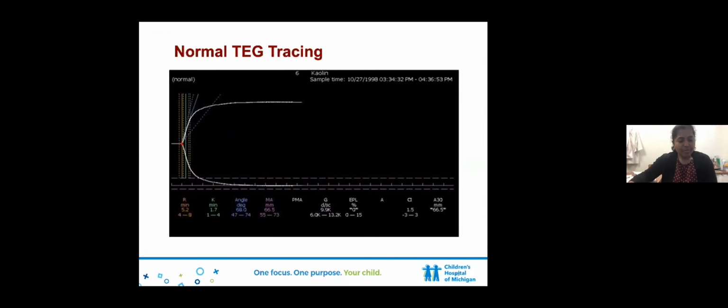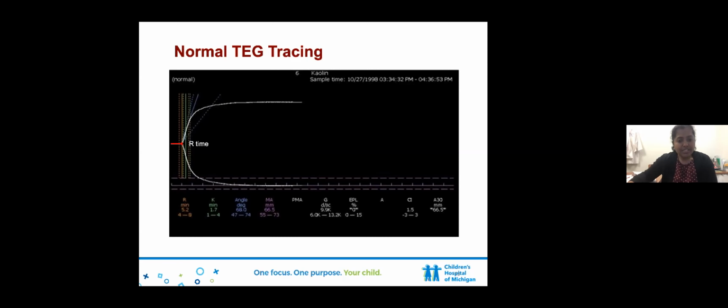So let's talk about, this is the curve. And so let's talk about the different phases of coagulation on this curve and try to better understand what happens here. So when blood is placed in the cup and the instrument is started, the pin and the cup are oscillating independently of each other. And so essentially you get a straight line, which is the R time.